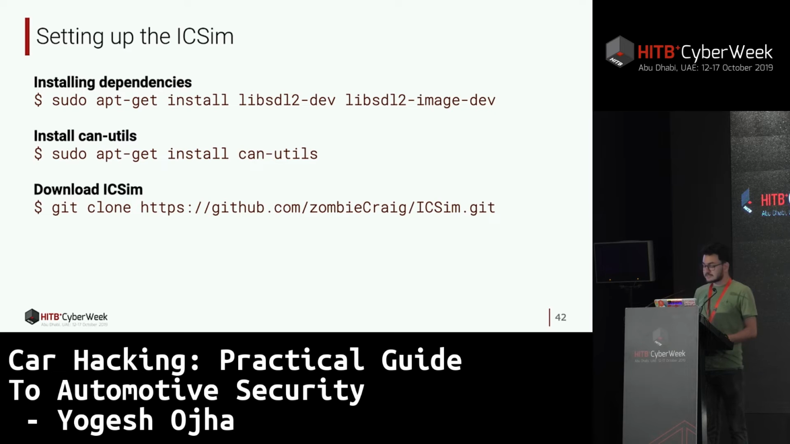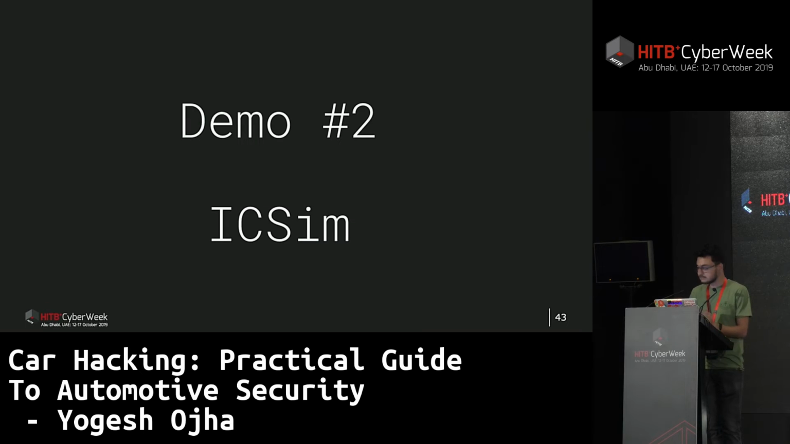So to set up ICSim, the SDL library, called Simple DirectMedia Layer, which is used for graphics and audio purposes, you can install it using sudo apt-get install. And you can download ICSim from this zombie cracks GitHub repository called ICSim.git. So now let's look into the demo of ICSim.